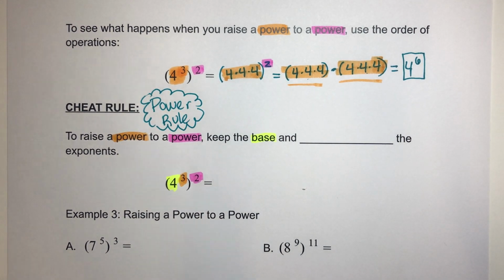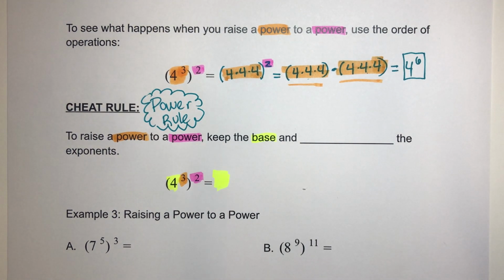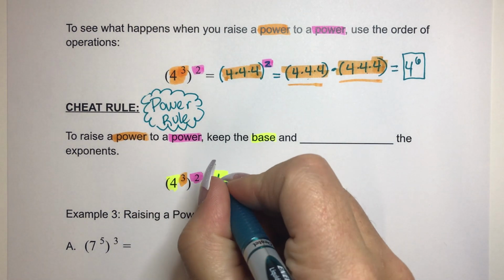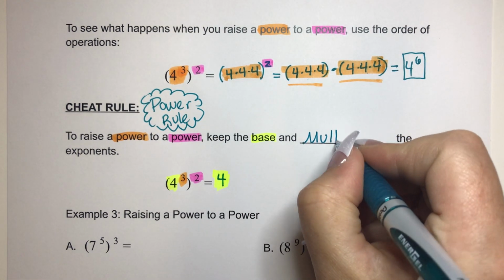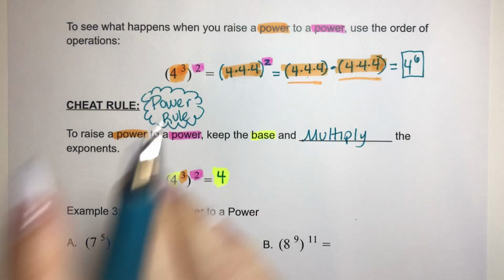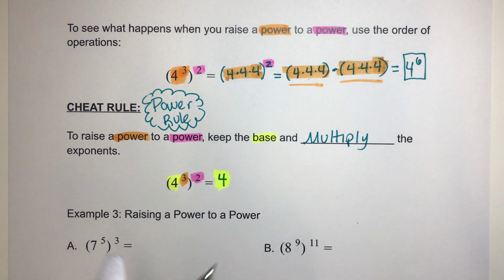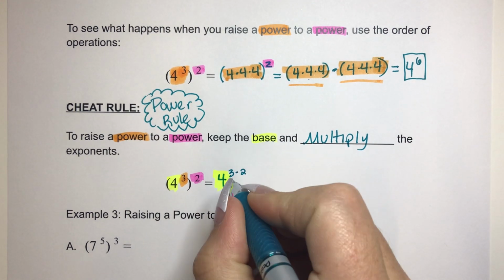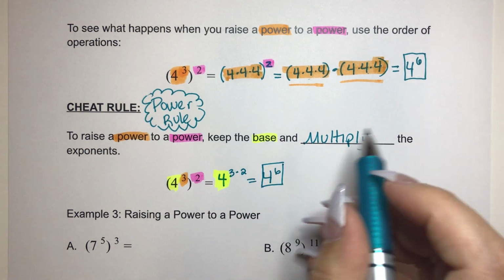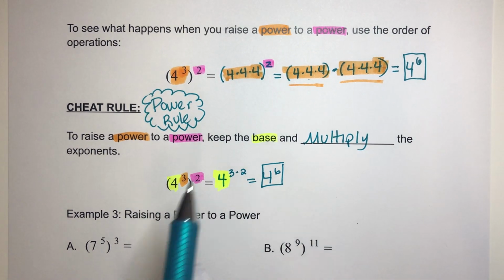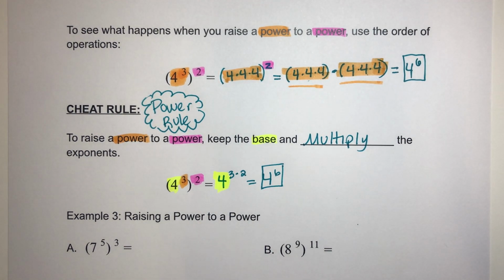So we're going to keep the base of 4 here. We keep that base of 4 and multiply the exponents. Oops, sorry about that. Multiply the exponents. So 3 times 2, and show this work, equals 4 to the 6th power, which is what we got up here. It's the same thing. So whenever you have these powers, you just multiply the exponents, and that's how you arrive at the answer.